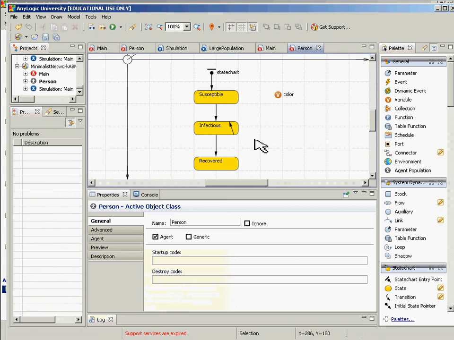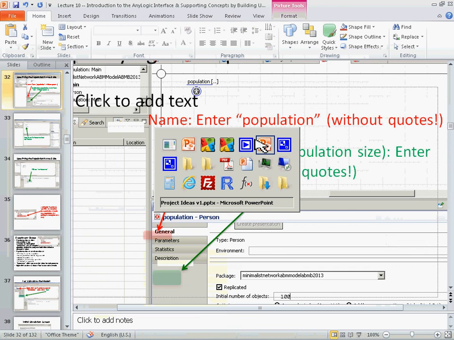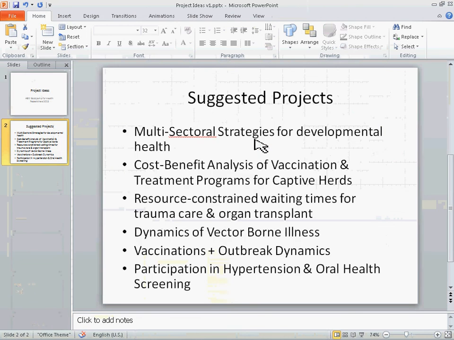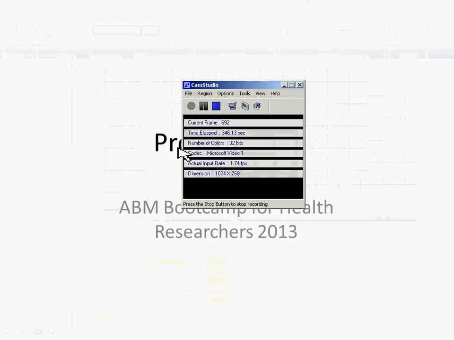Okay, any other questions? No? Okay, so I'd like now to switch gears then and talk some about projects. So there were several projects that people had suggested for this boot camp.